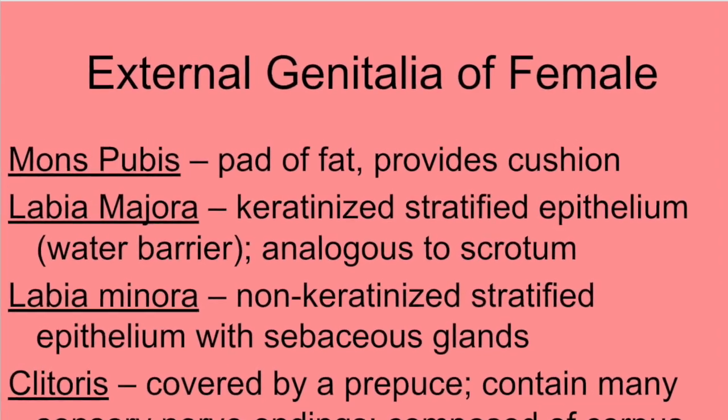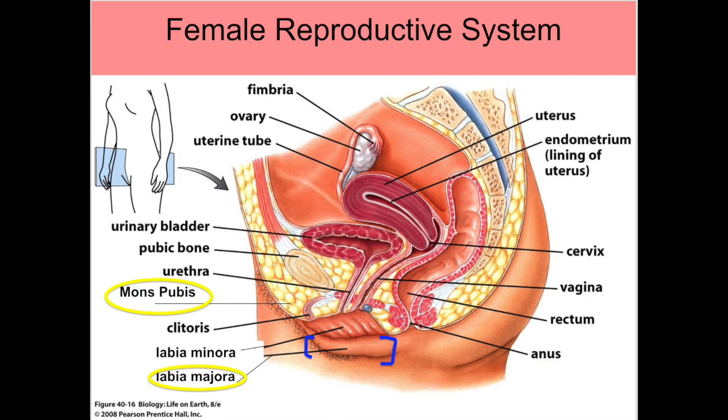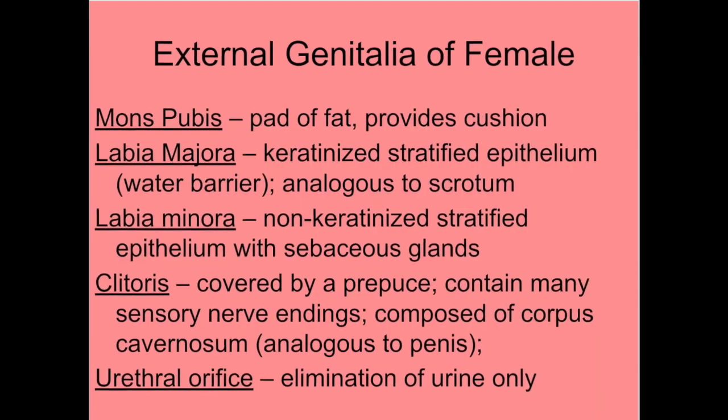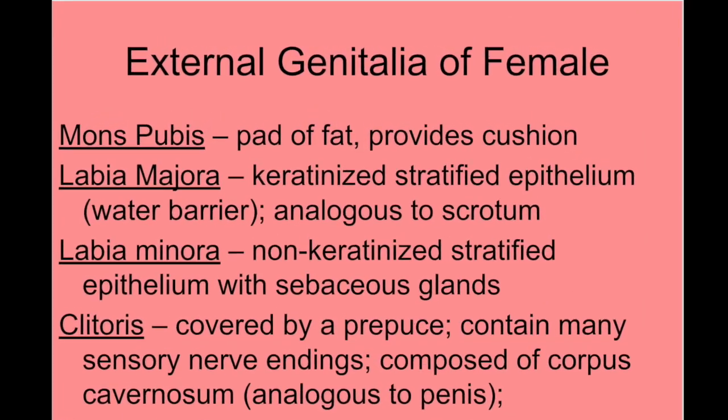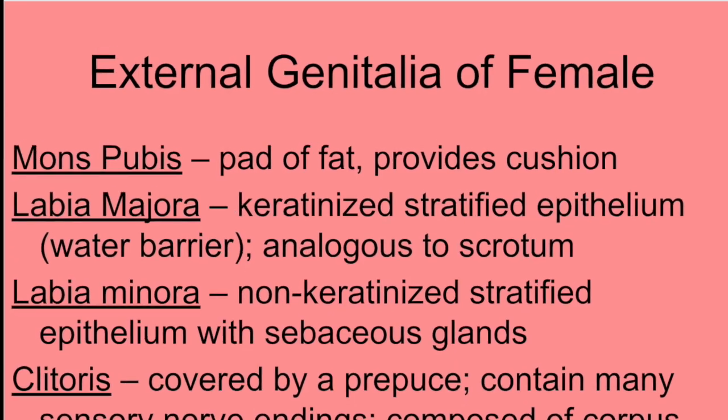And the labia majora, well, labia means lips, so majora means the larger of the lips, and it's the most external. It's composed of keratinized stratified epithelium. It's going to provide a water barrier, and essentially it's analogous to a scrotum.